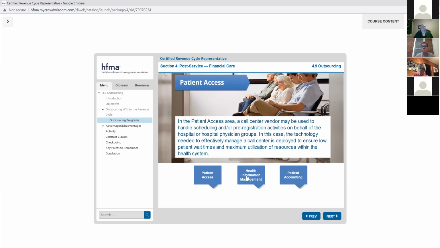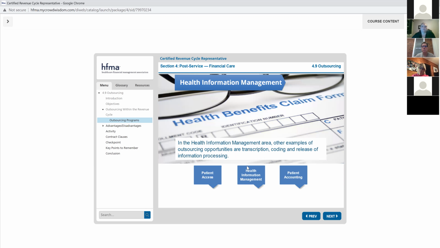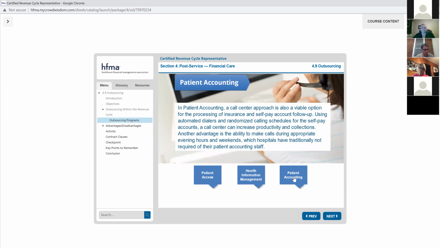Then you have your health information management. So in the HIM area, other examples of outsourcing opportunities are transcription, coding, and release of information processing. And then you have your patient accounting. A call center approach is also a viable option for the processing of insurance and self-pay account follow-up. You can use automated dialers, randomized calling schedules for the self-pay accounts, and you can increase productivity and collections. And another advantage is the ability to make calls during appropriate evening hours and weekends, which hospitals traditionally do not do or haven't had their staff required to do so.